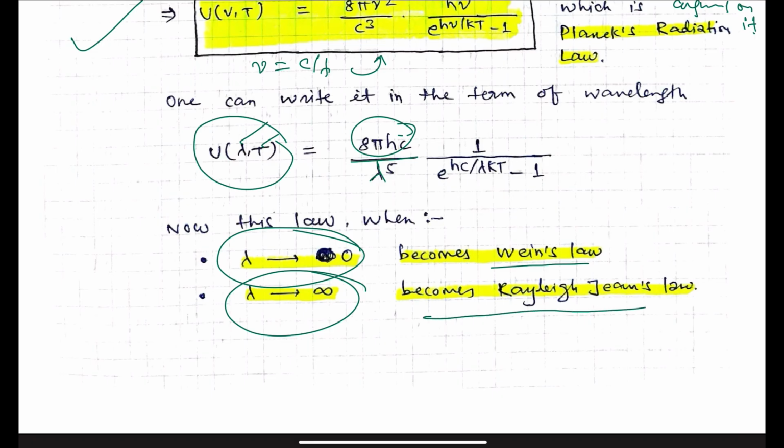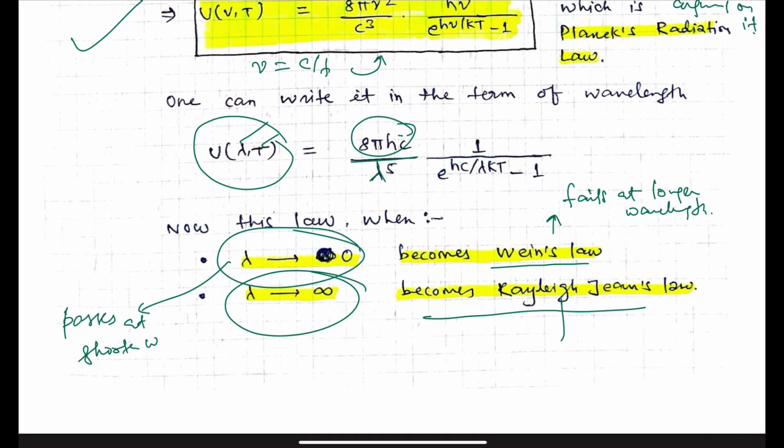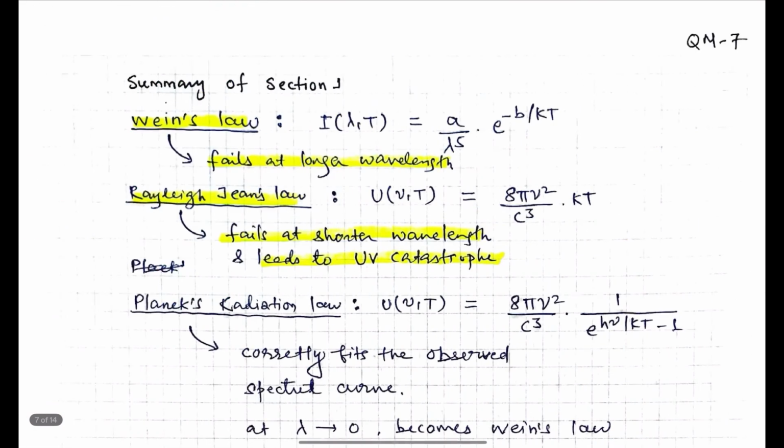This is what we have studied, that Wien's law fails at longer wavelength. That means it passes at shorter wavelength. And vice versa for Rayleigh-Jeans law when lambda tends to infinity.